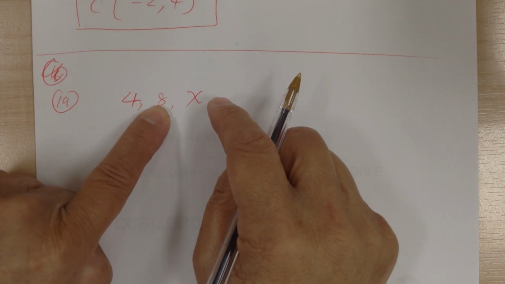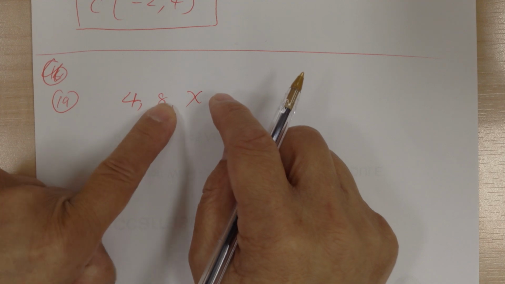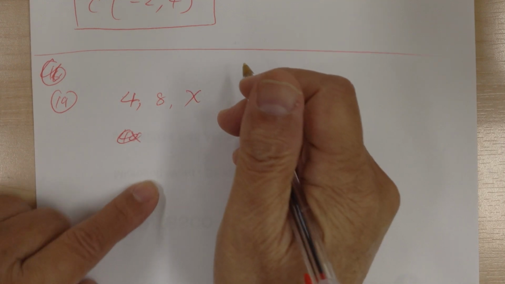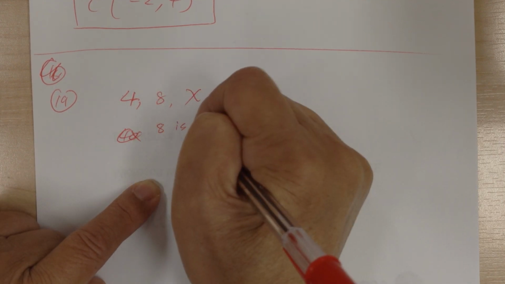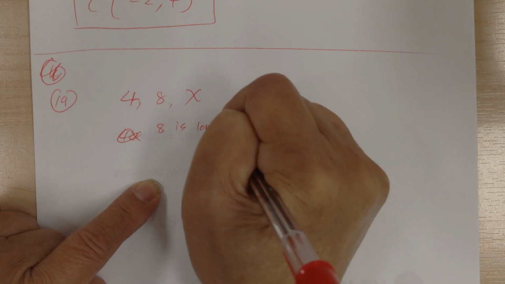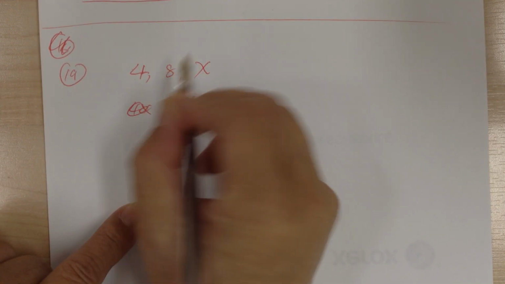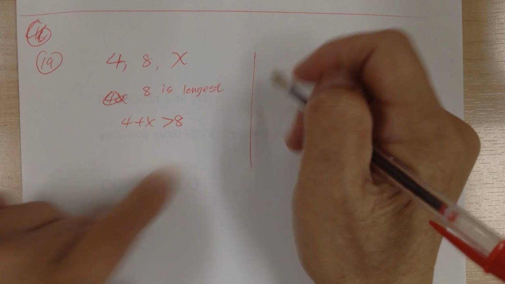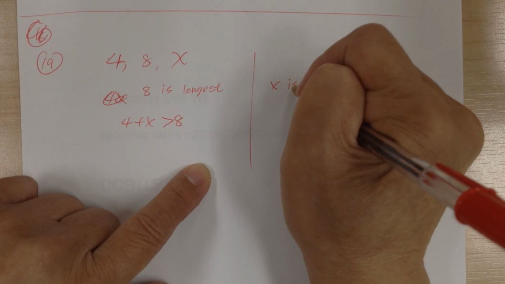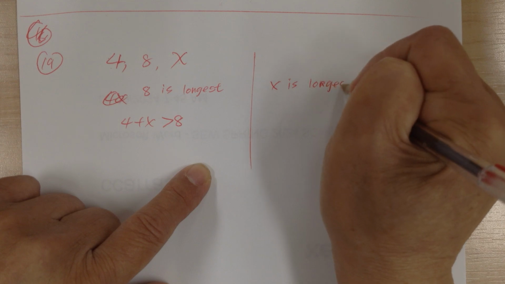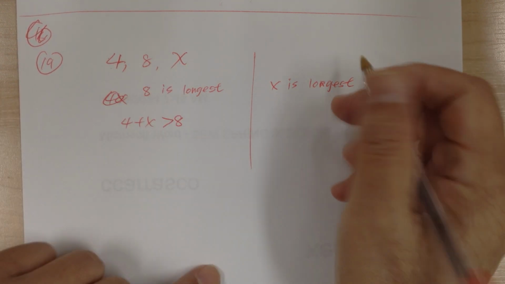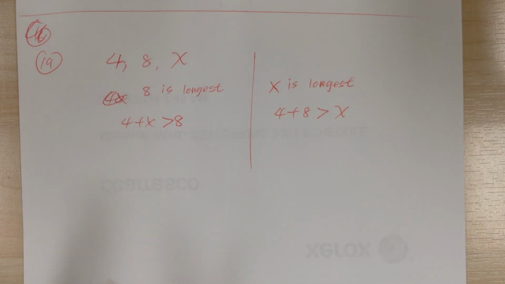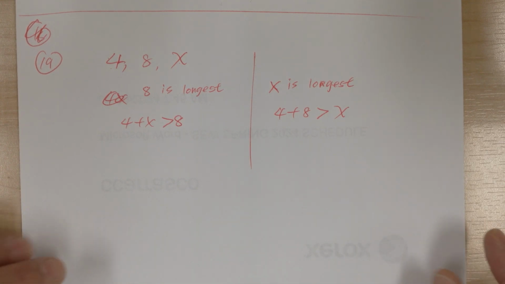So two cases. If 8 is the longest side, that means this plus that had to be greater than that, so 4 plus x had to be greater than 8. The other case is when x is longest. That means 4 plus 8 had to be greater than x. So again, the two shorter sides had to add up to exceed the longest side.